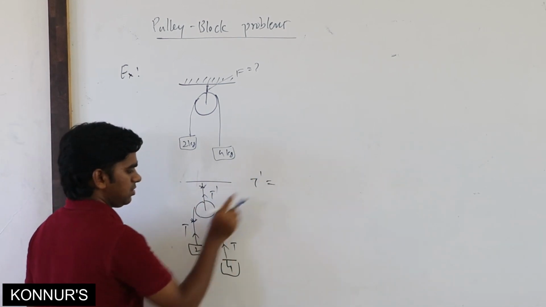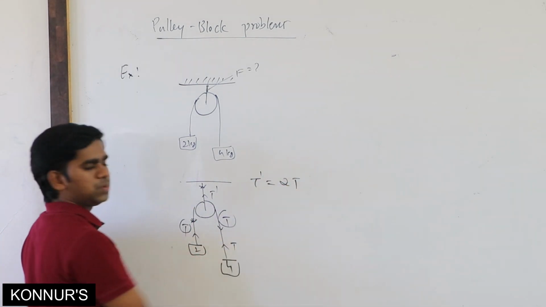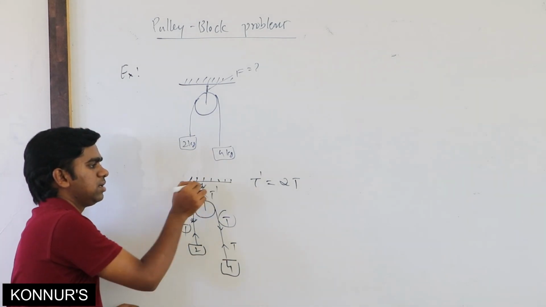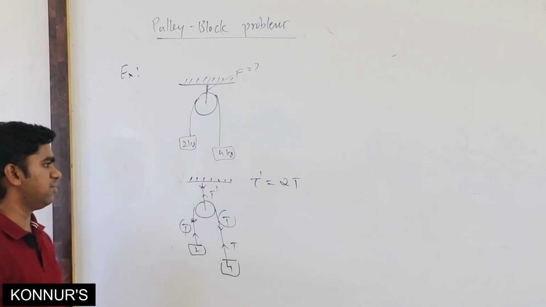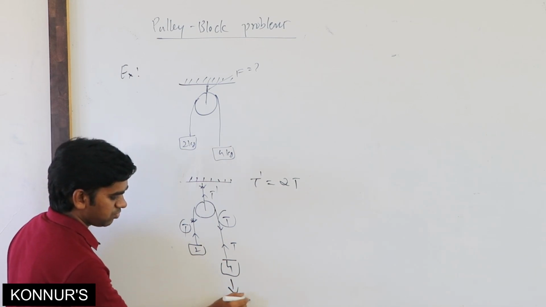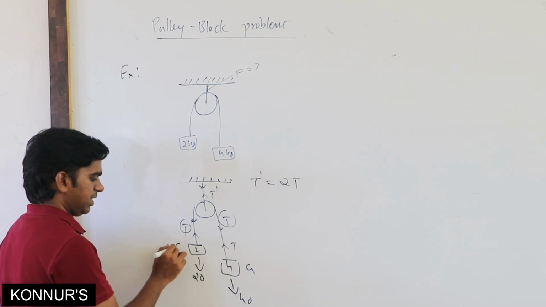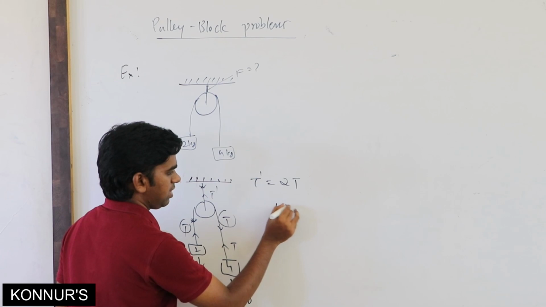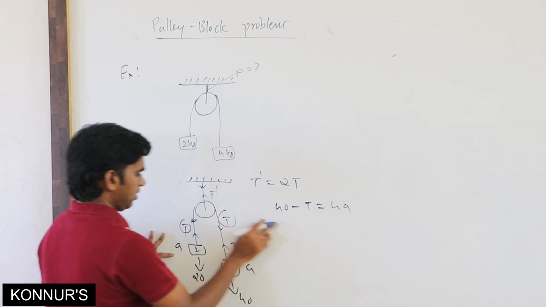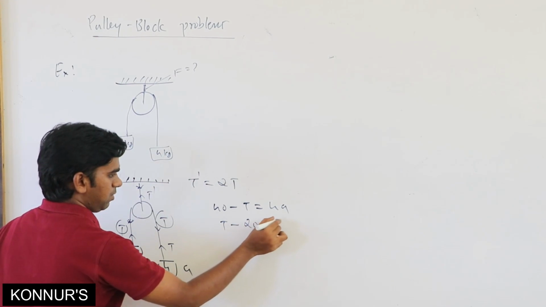So T dash equals, what is the net downward force? This T and this T. So it equals 2T. This is the force exerted on the roof or support. So this we have to find. For that we have to find the tension. So to find the tension, write the equation for this. What is the downward force? 40. Here what is the downward force? Downward force is 20. You can take acceleration A and acceleration A here. So what can you write? 40 minus T equals 4A. For this one, upward is T minus downward 20 equals 2A.